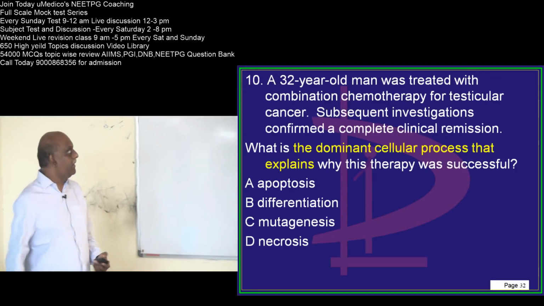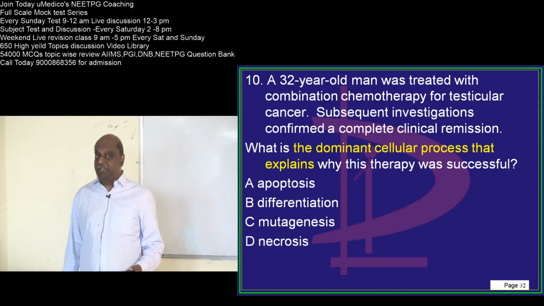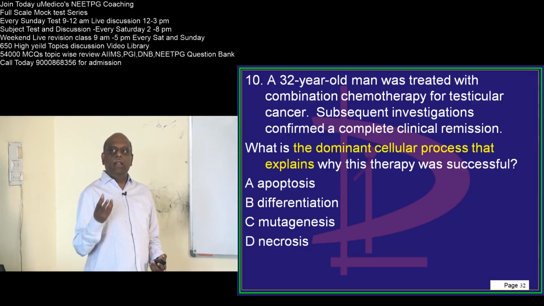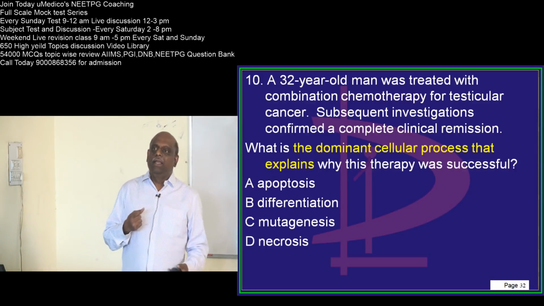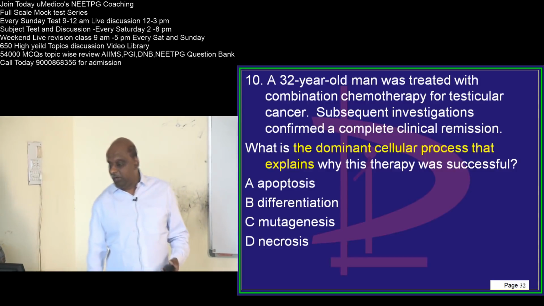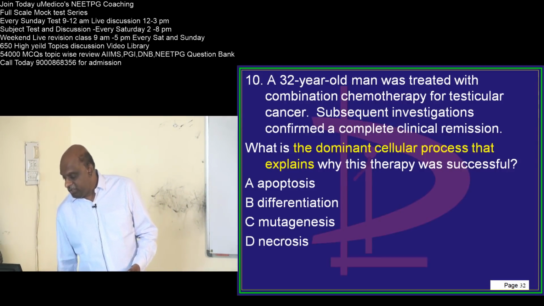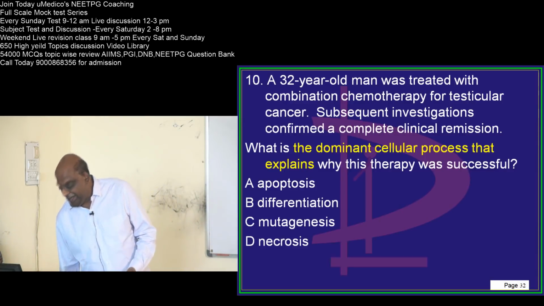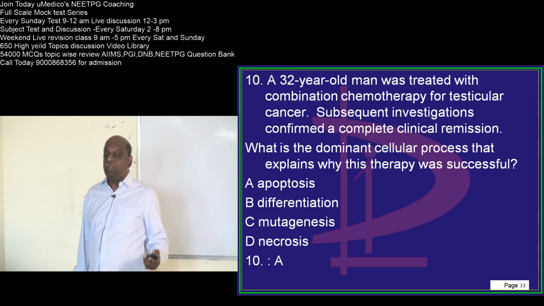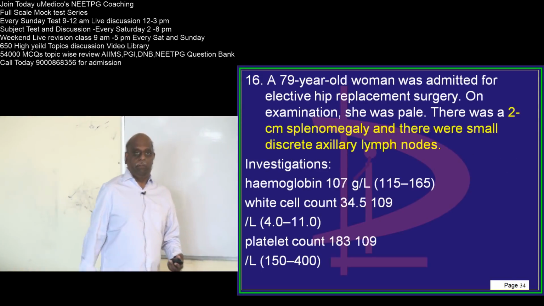Absolutely right. A 32-year-old man is being treated with chemotherapy for testicular cancer and that brought a remission. What is the underlying mechanism by which a chemotherapeutic agent can be able to cure the cancer? Is it the necrosis? Is it the apoptosis? Is it mutagenesis? Yes. What is your answer, doctor? Excellent. As Vikas says, it is the apoptosis that brings the response, is what needs to be remembered.